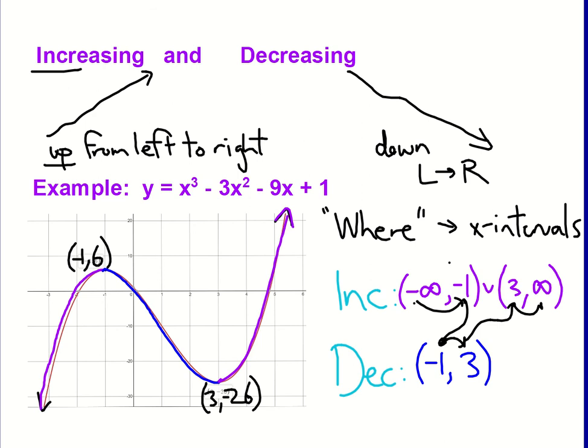Now I used open brackets, so I didn't actually cover the x values of -1 and 3. Those would be where you would have a stationary point that is neither increasing nor decreasing, because it's either a maximum or a minimum, and so we don't include those points in the increasing, decreasing intervals.